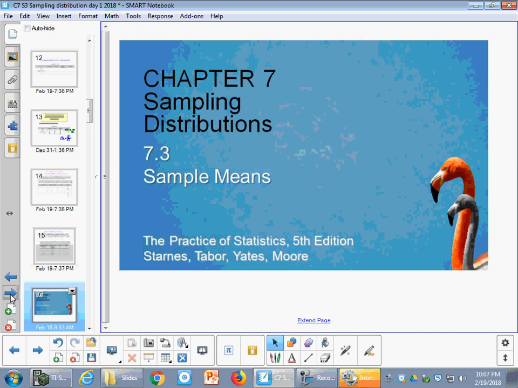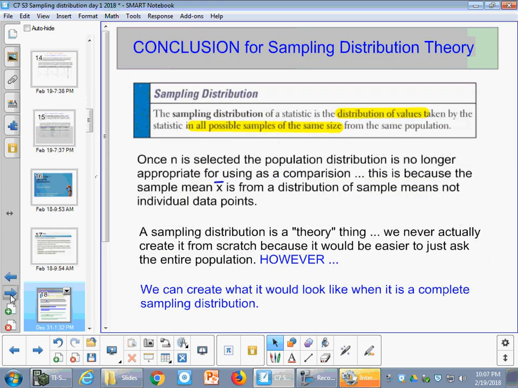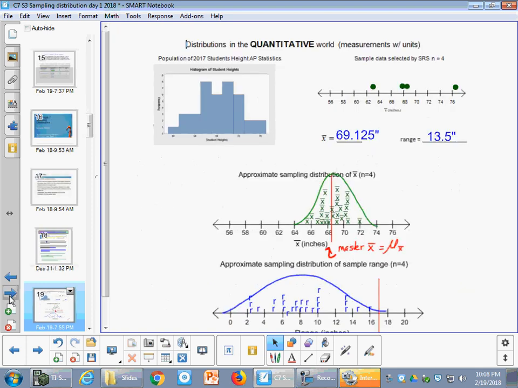All right, so for sample means, there's our 3 objectives. We have 3 conditions we have to check. That is center, and we have unbiased estimators, and we have spread, and we have shape. So again, we did this last week, where we had the population's distribution.